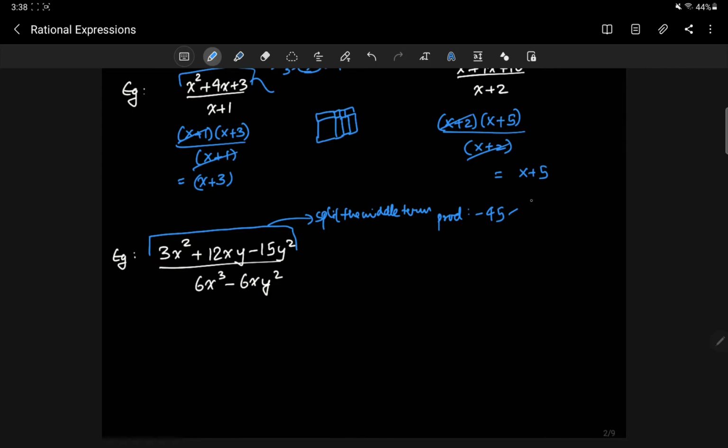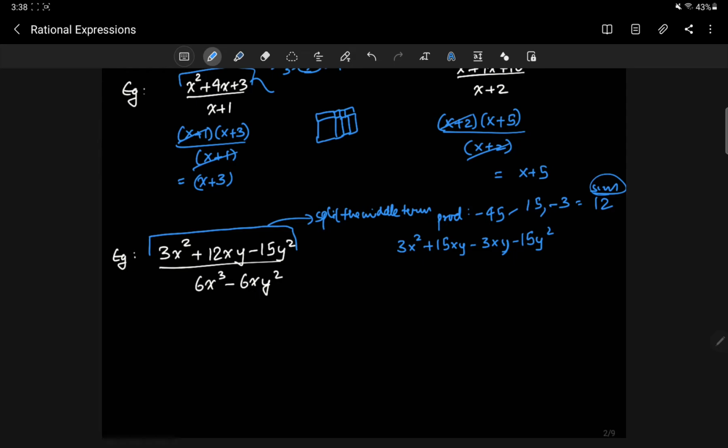There's a lot of factors here to go through, but one possible combination is 15 and negative 3. They add up to 12 and their product is negative 45. So this means I can write this as 15xy minus 3xy minus 15y squared.